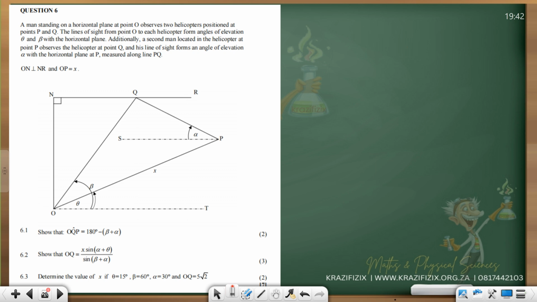All right, a man standing on a horizontal plane at O observes two helicopters positioned at P and Q. The lines of sight from O to each helicopter form angles of elevation beta and alpha with the horizontal plane. Additionally, a second man located in the helicopter at point P observes the helicopter at Q, and his line of sight forms an angle of elevation.